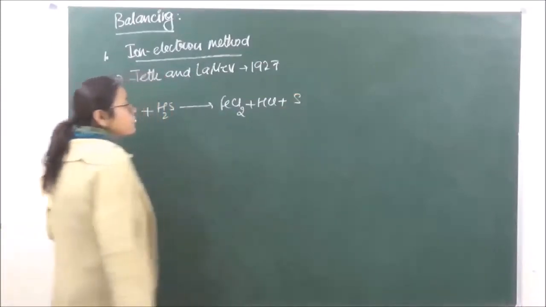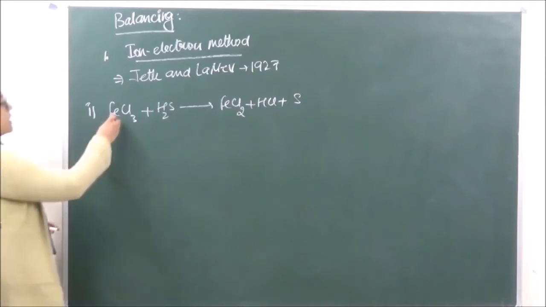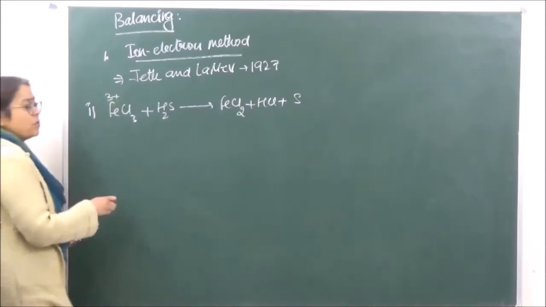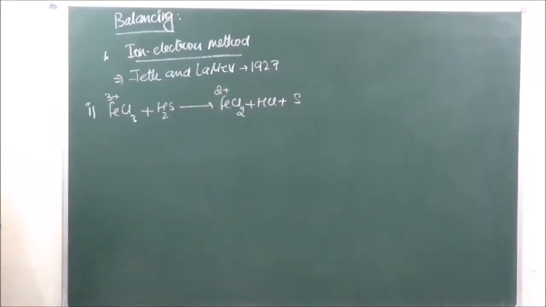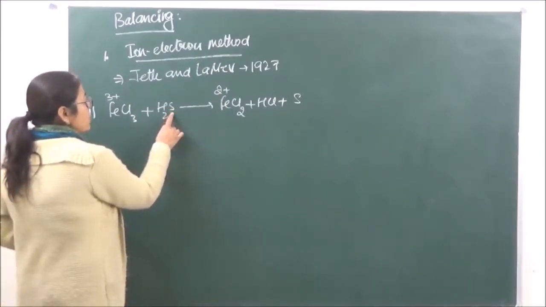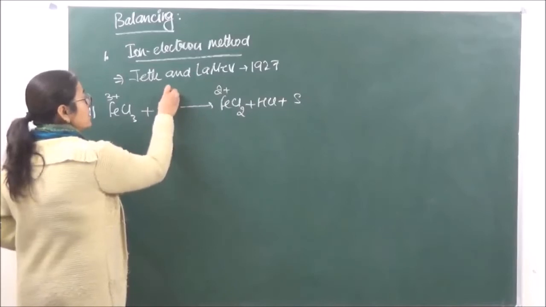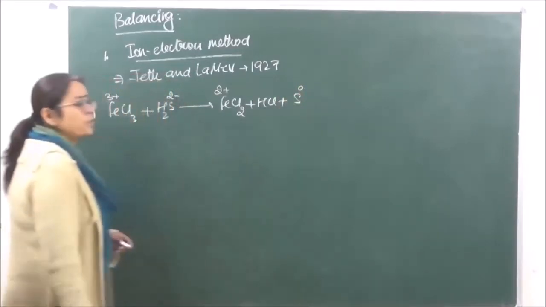Now over here the first step is to write the ionic equations. So when we are writing the ionic equation, the oxidation state of iron on this side is 3 positive, and on that side it is 2 positive. Then you calculate the oxidation state of sulfur. The oxidation state of sulfur over here is going to be 2 negative, and on the other side it is going to be 0.